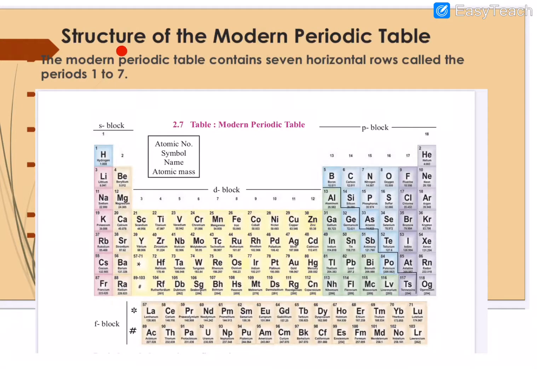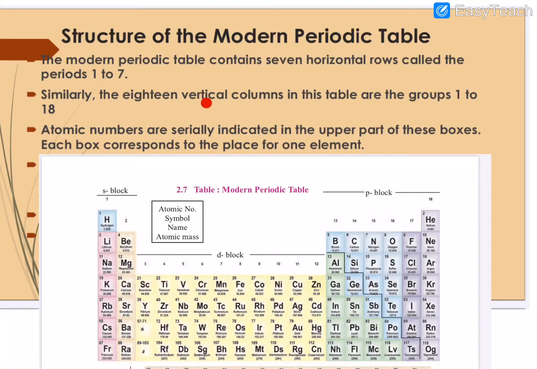Now we are going to discuss the structure of the modern periodic table. The modern periodic table contains 7 horizontal rows. You can see the 7 horizontal rows: 1, 2, 3, 4, 5, 6, 7. So it has 7 horizontal rows called periods 1 to 7. Similarly, there are 18 vertical columns in this table, called groups 1 to 18.